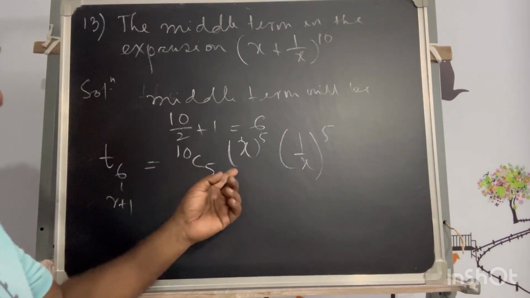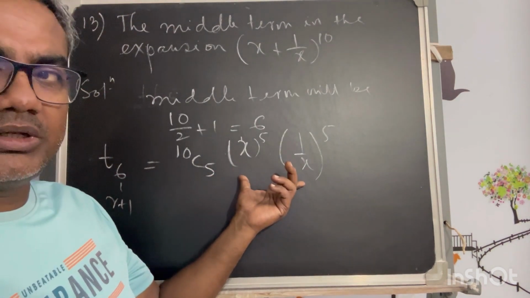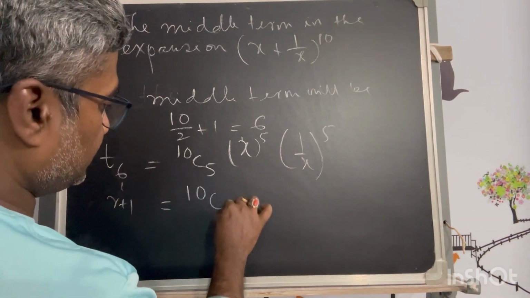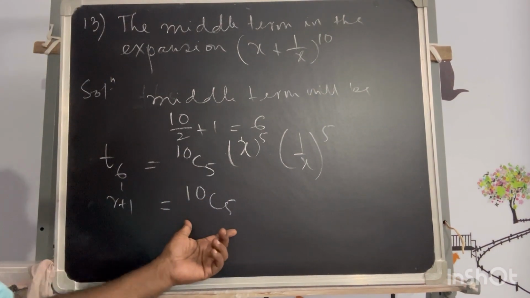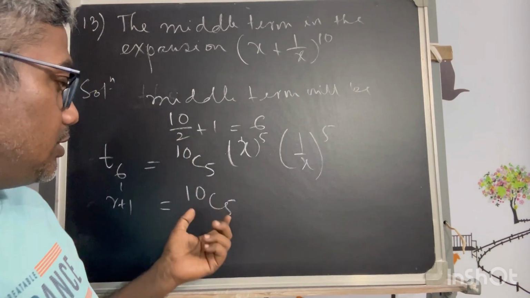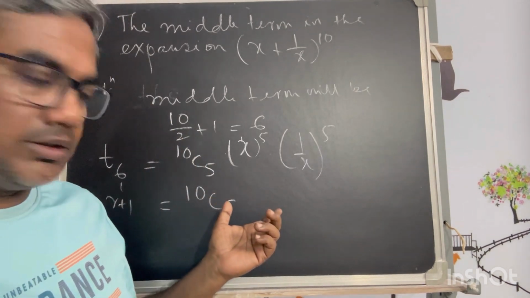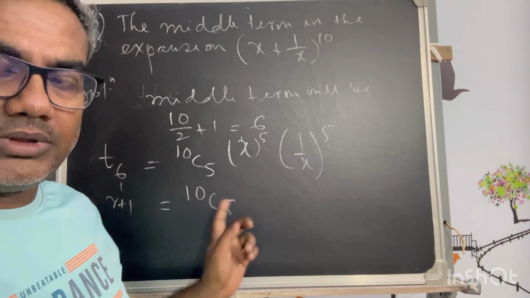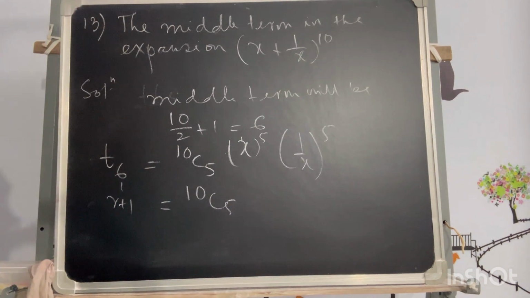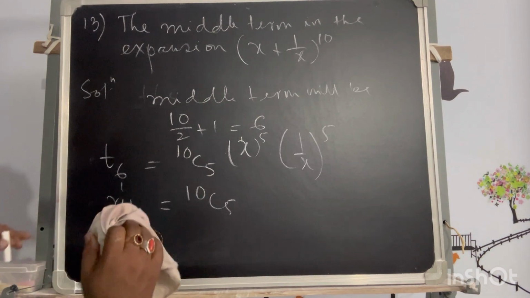So you can understand this term will be without x also. So this is only 10C5. You can keep it as it is. You need not expand it, because mostly in case of binomial series, the answers are allowed to be given in this binomial coefficient form. So there is no harm if you keep it as it is. Your answer will be right.